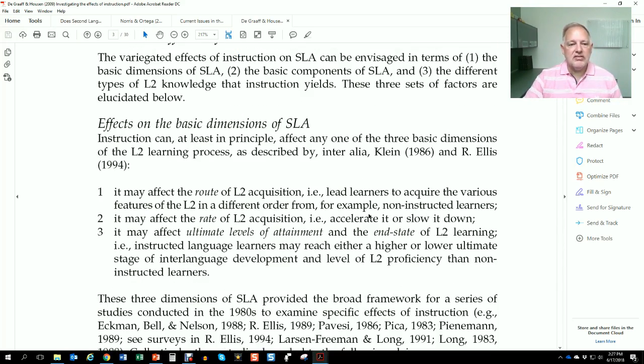They have an interesting conceptualization of it here, right? Here they say instruction can, at least in principle, affect any of the 3 basic dimensions of the L2 learning process, right?